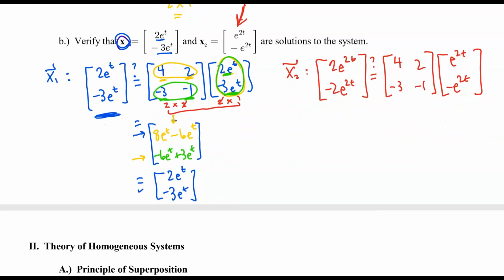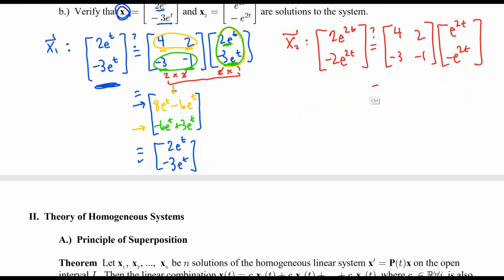So let's carry out our matrix multiplication. We already know this is going to result in a 2 by 1 column vector. To find the entry in row 1, column 1, we're going to take row 1 times column 1. We're multiplying corresponding entries and adding together. Moving across the row this way and down the column this way, we have 4 times e to the 2t. That gives us 4e to the 2t plus 2 times negative e to the 2t. That's negative 2e to the 2t.